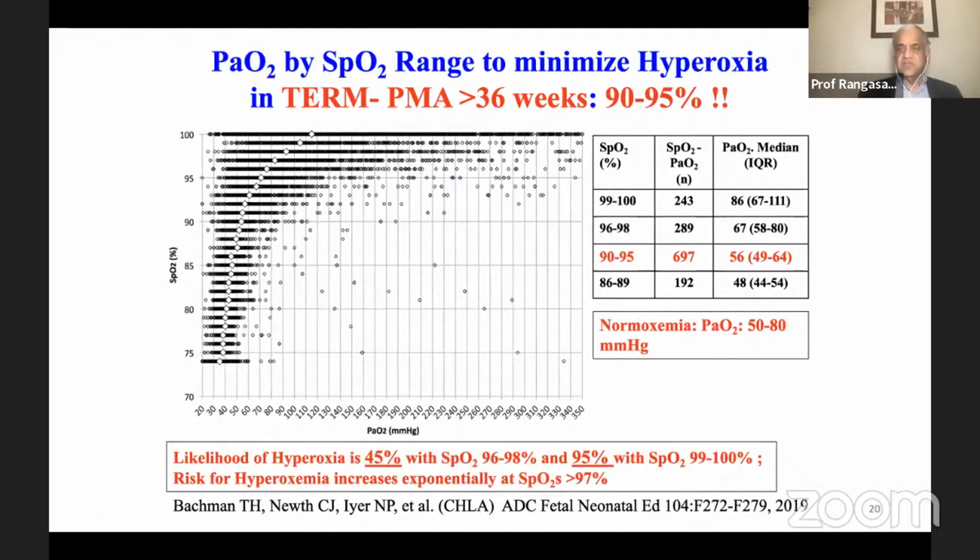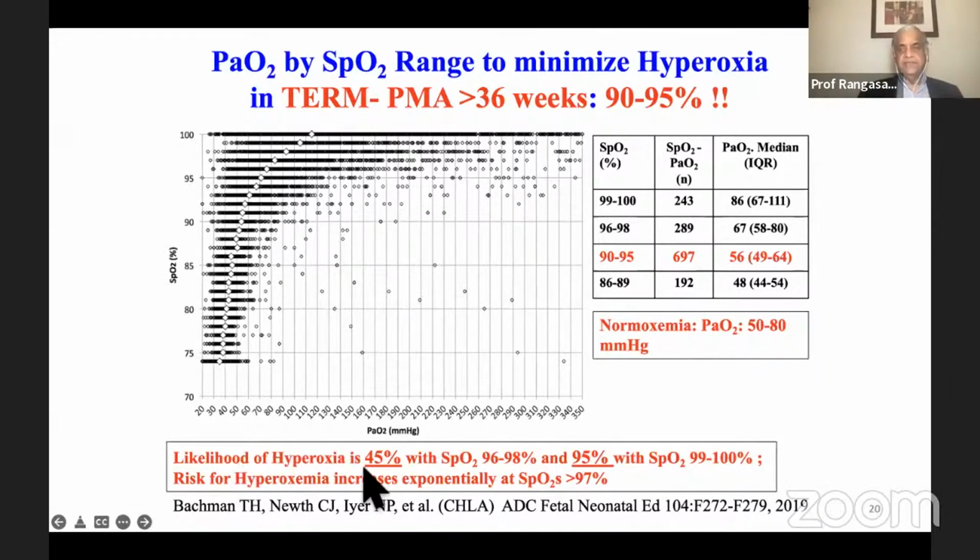That's where Dr. Satyan said, no baby should be on supplemental oxygen. You see a saturation of 98. In my case, it will say 98 or even 97, I get worried about it. So at 90 to 95, PaO2 median is 56, and the interquartile range is 50 to 64. So normoxemia, based on the PaO2, most people would agree, is somewhere between 50 to 80 millimeters of mercury.